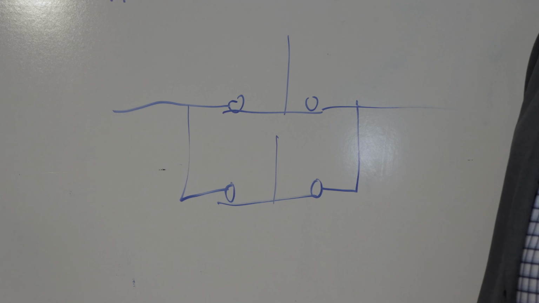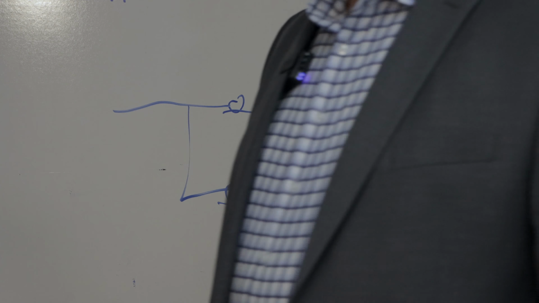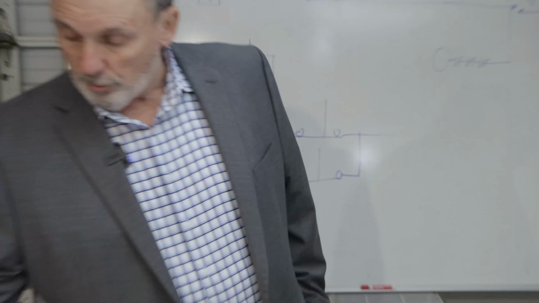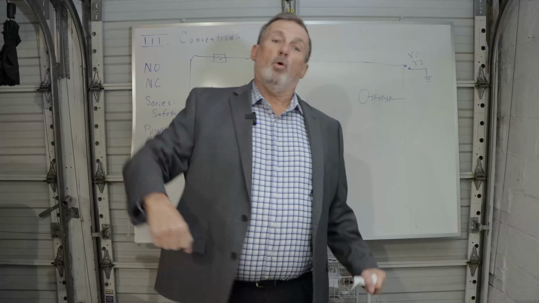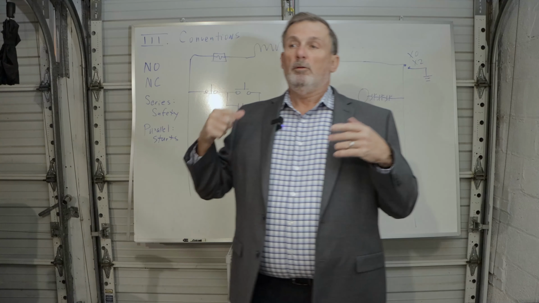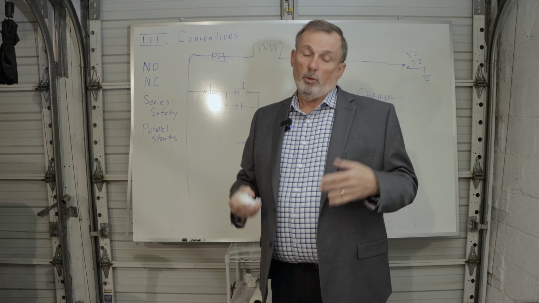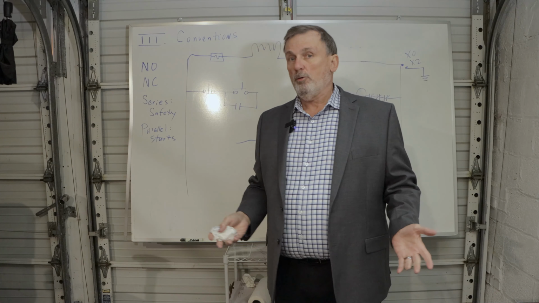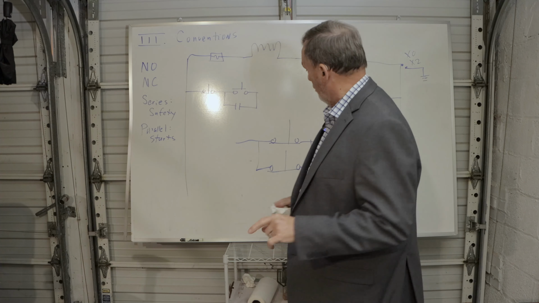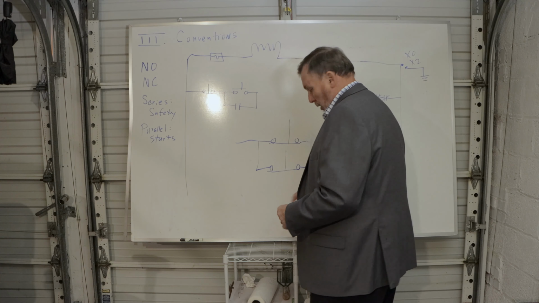And the safety doesn't have to be a button. A safety could be a switch, could be a limit switch, could be something tied to a pull cord, anything that we want to stop a motor, whether as routine or in an emergency. So they have to be wired in series.